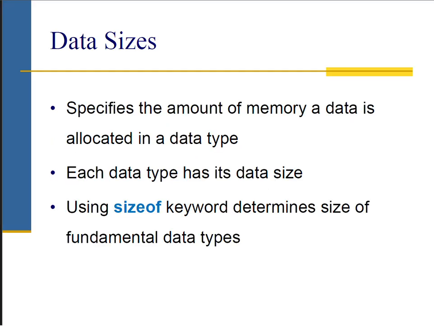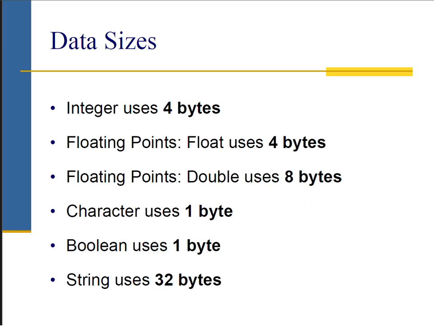So we have data sizes. This specifies the amount of memory a data is allocated in a data type. Each data type has its own data size. So using the sizeof keyword determines the size of a fundamental data type. So these are the sizes. Integer uses 4 bytes, float 4, double 8, character 1, boolean 1, and string uses 32.